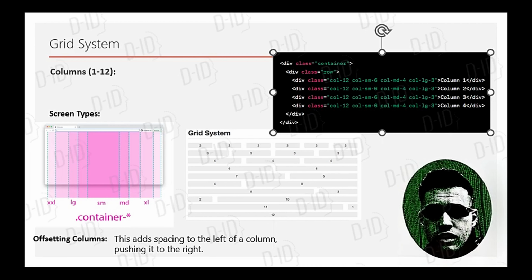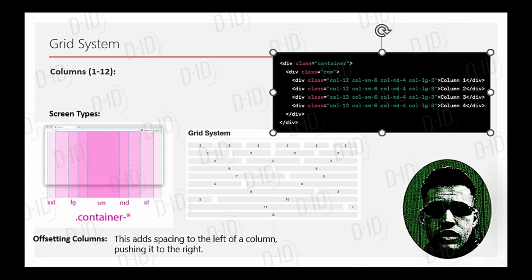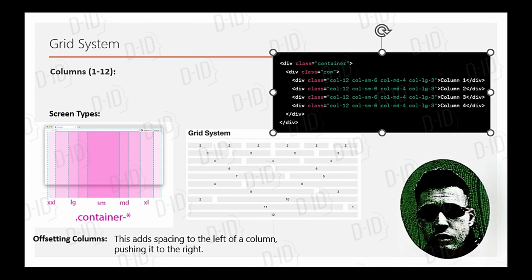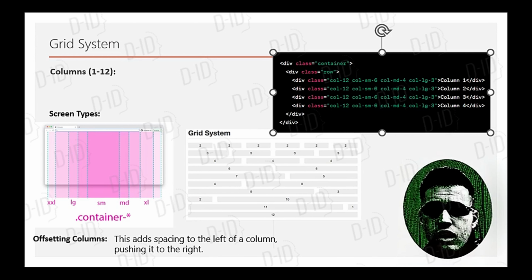The Bootstrap Grid System is a 12-column layout system designed to make web page layouts responsive and organized. This system allows you to divide your content into rows and columns, and it adapts to different screen sizes for a consistent user experience.